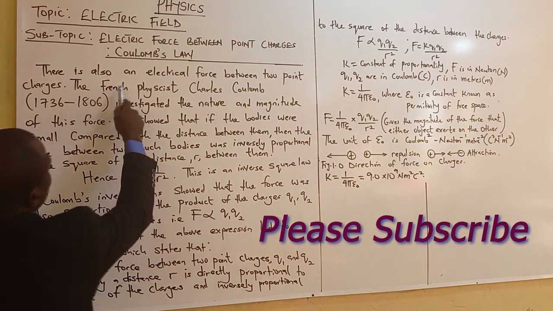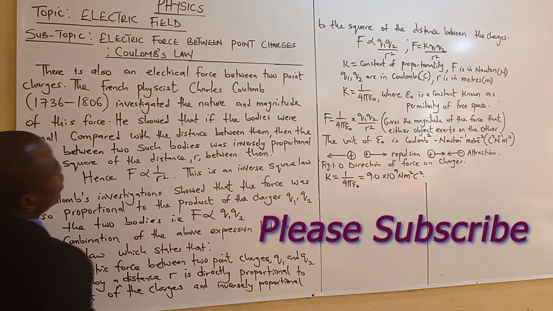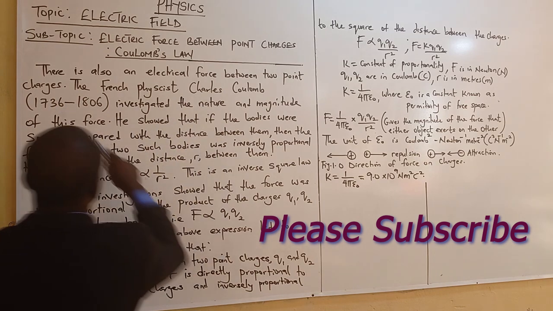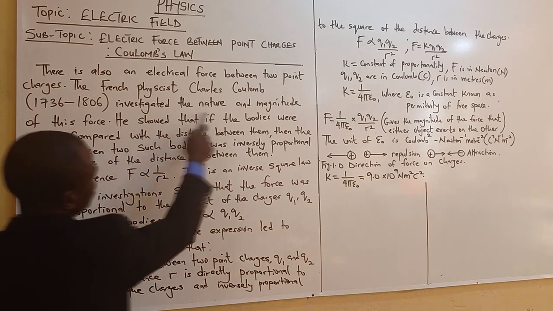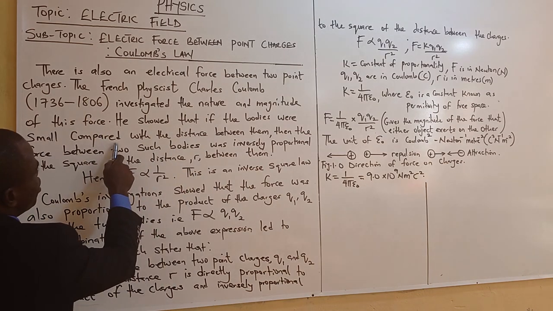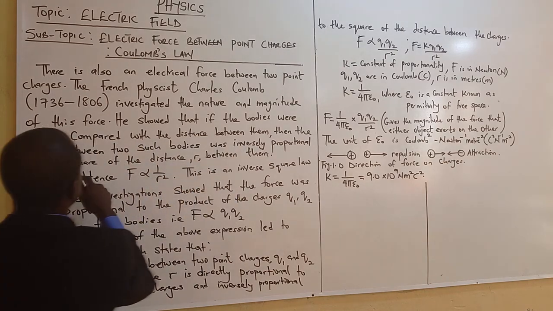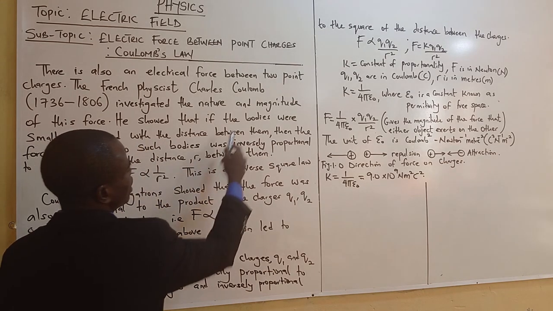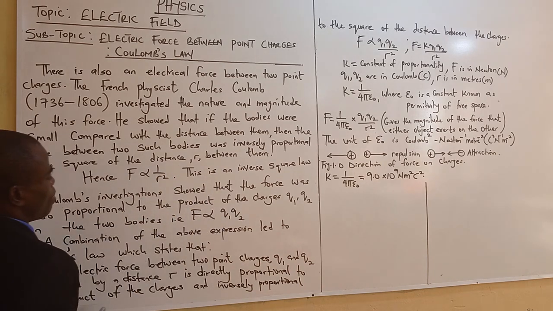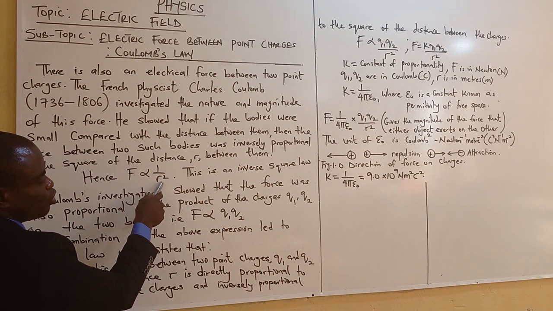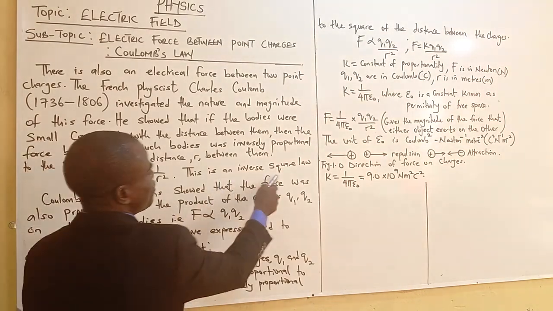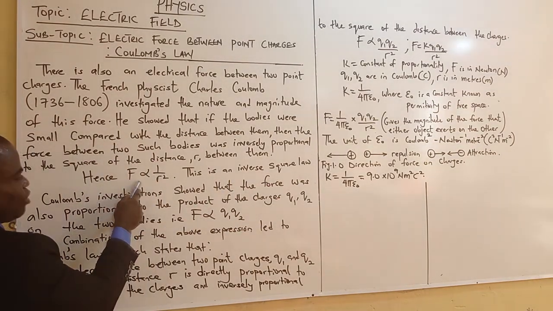Now there is also an electrical force between two point charges. The French physicist Charles Coulomb, 1736 to 1806, investigated the nature and magnitude of this force. He showed that if the bodies were small compared with the distance between them, then the force between two such bodies was inversely proportional to the square of the distance r between them. Hence, F is inversely proportional to the square of r, the distance between the charges. This is an inverse square law.